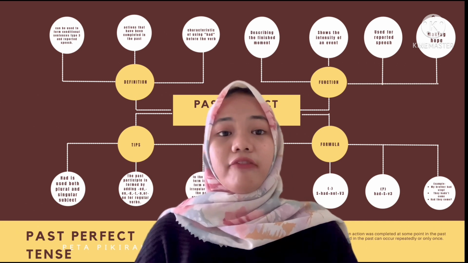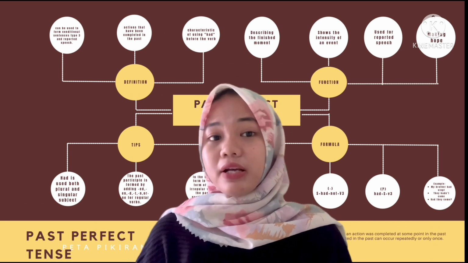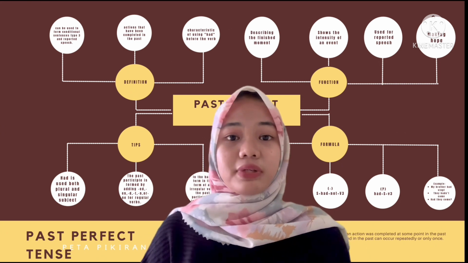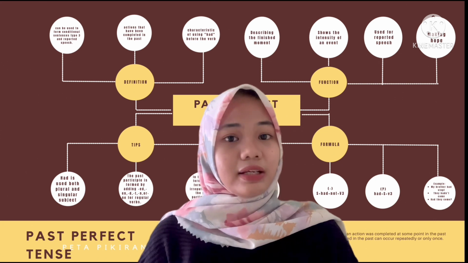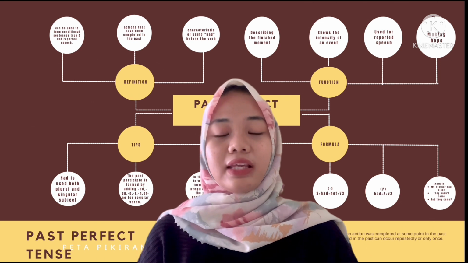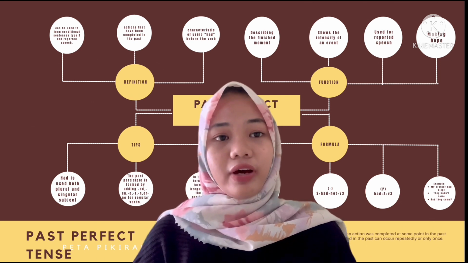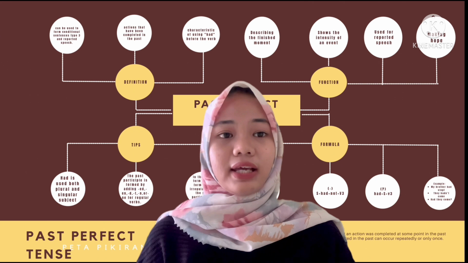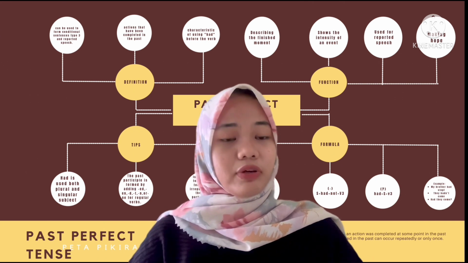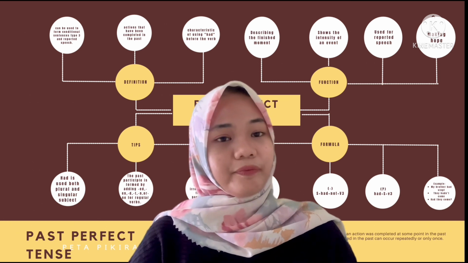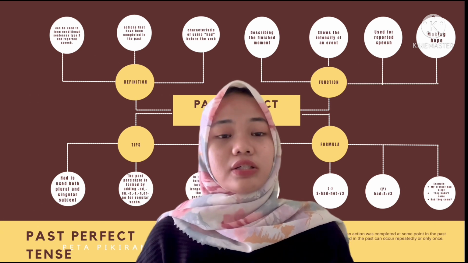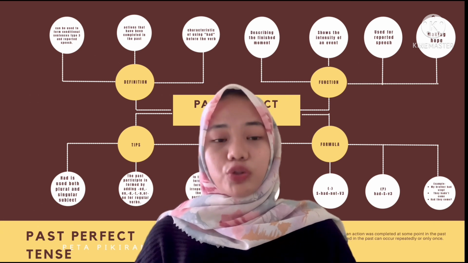And next, function and use of the past perfect tense. In addition to referring to conditions or moments in the past, let's examine the function and example of the use of this tense. Number 1. Describing the finished moment. This tense can be used to express an action in the past that was complete before another past moment occurred.